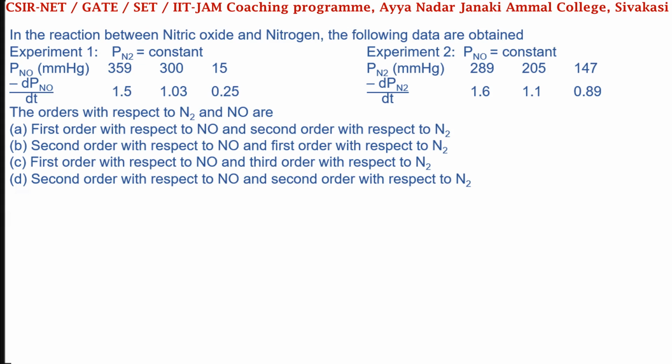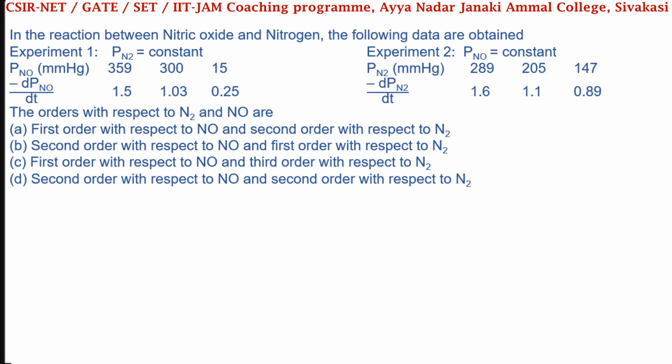Next is experiment 2. In experiment 2, you are keeping the pressure of nitric oxide constant, and the pressure of hydrogen is varied. It is in millimeter of mercury. Here the decrease in the pressure of hydrogen with respect to time is not needed, the rate is directly given.